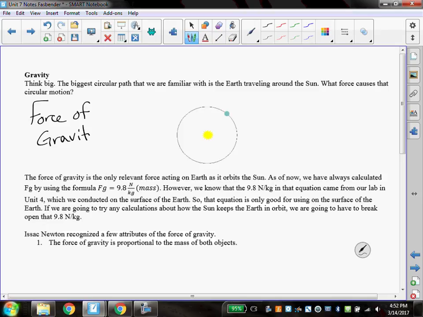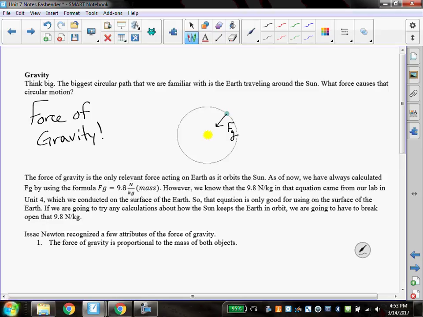Some say that there is no gravity in space. I'm here to tell you there is. Gravity is a long-reaching force, and gravity from the sun is what causes us to move in a circle around the sun. So if we wanted to draw a force diagram for the Earth, it might look something like that. It is a force that is pointed directly towards the center of the sun.